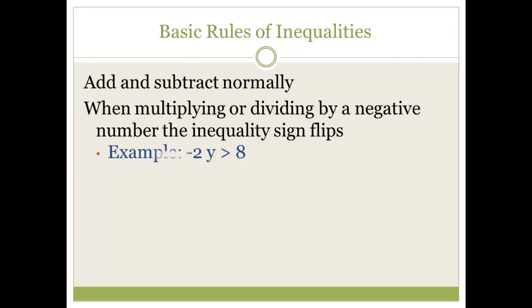Let's look at an example. Here, we must divide both sides by negative 2 in order to isolate the variable. The 2's cancel out, the inequality sign flips, and we get y is less than negative 4.